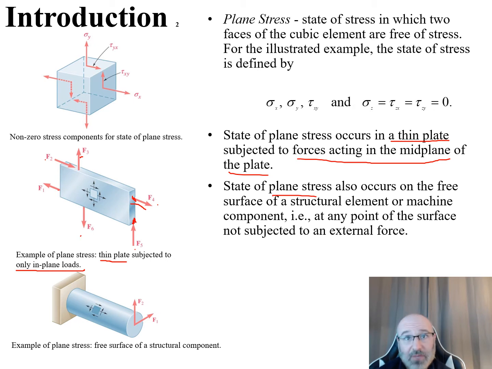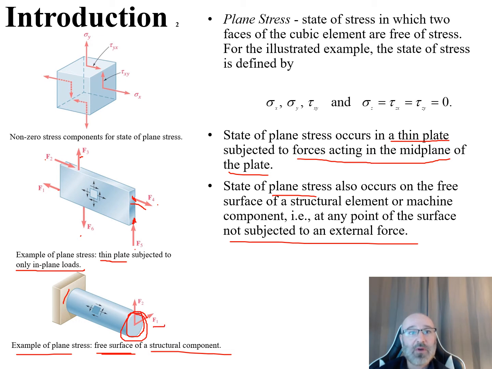Now, the state of plane stress can also occur on a free surface of a structural element or machine component, which is any point on the surface that's not subjected to an external force. So we can take a look down here at this example for plane stress right here. We have that free surface of a structural component right there. So if we think about this cantilevered beam right here, we have this cylinder, this rod, coming out fixed at this end over here. This right here is going to be what we refer to as our free surface. So then we can see we have this F1 and F2 acting at that right there. So this is an example where we have plane stress occurring on the free surface of a structural element.